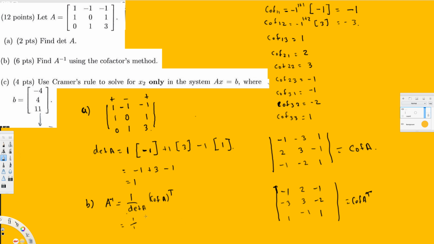Therefore, I will put this one right here: -1, 2, -1, -3, 3, -2, 1, -1, 1. And if you multiply this by 1, you're going to get the same numbers. Therefore, we can say A inverse is equal to -1, 2, -1, -3, 3, -2, then 1, -1, 1. So this is my final answer.